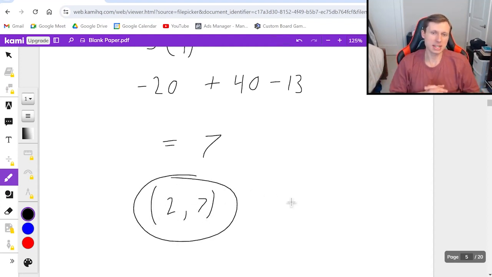And there we go. That's how we find the vertex for parabolas in standard form. Hopefully that makes sense now. And of course, I encourage you to practice on your own now.